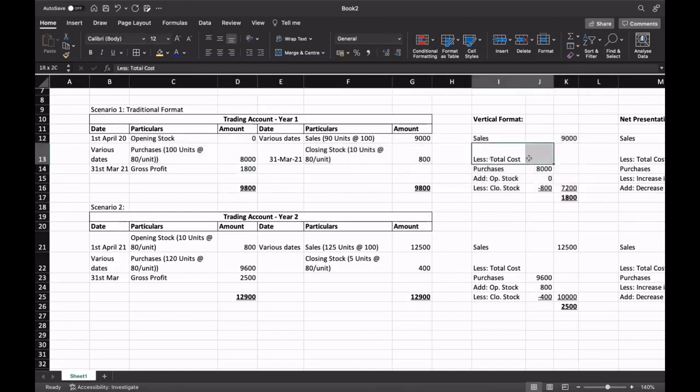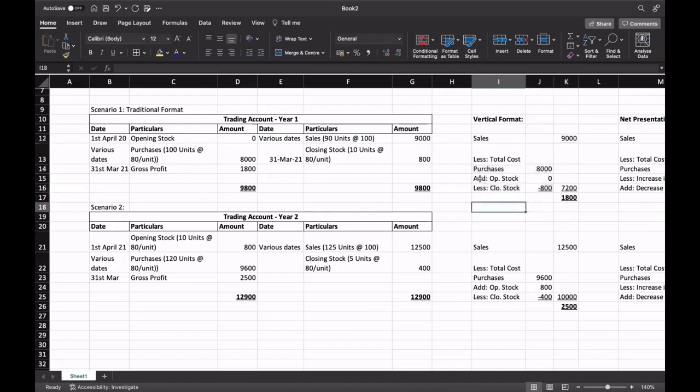Because you are arriving at the total cost. You are saying you have spent 8,000 on purchases, and then you are saying no, from this 8,000 I want to subtract 800 because they are not yet consumed. They'll be consumed in the next year, they'll be sold in the next year. This year I want to arrive at the fair profit. I have sold 90 units, so I want to compare the cost incurred for those 90 units only, not for those which were not yet sold. Okay, so that's the logic.